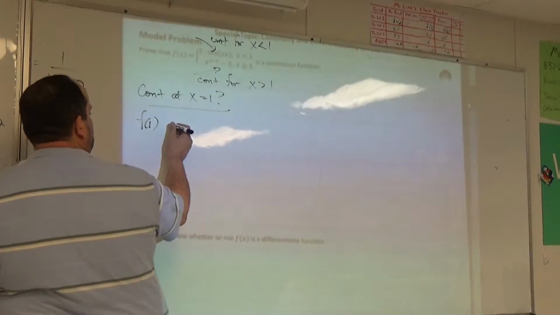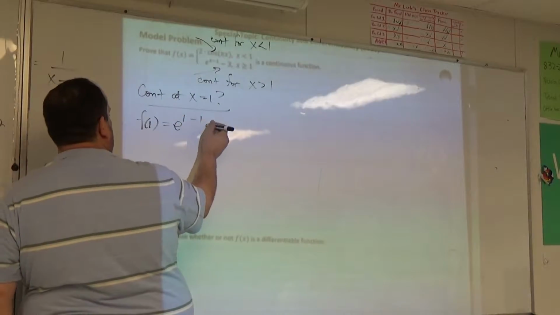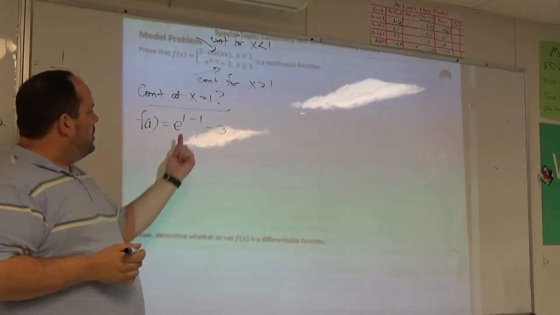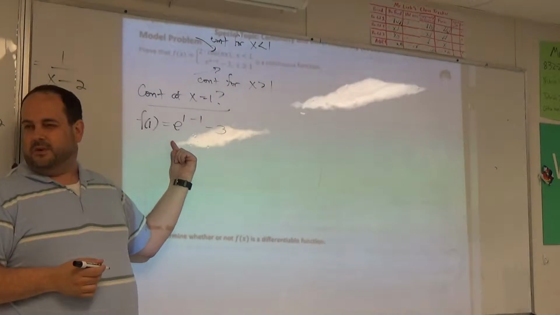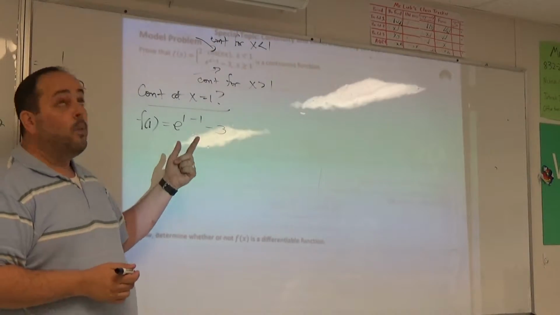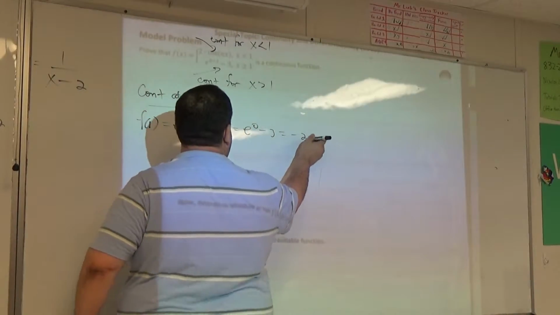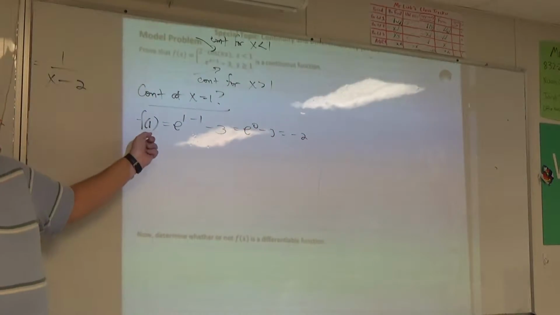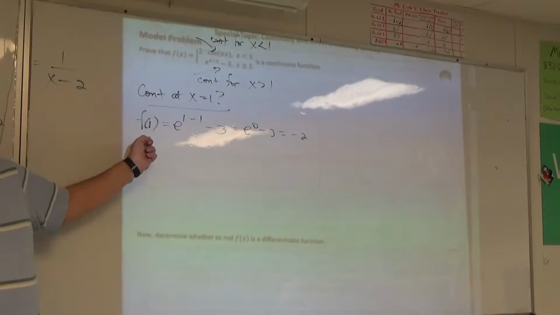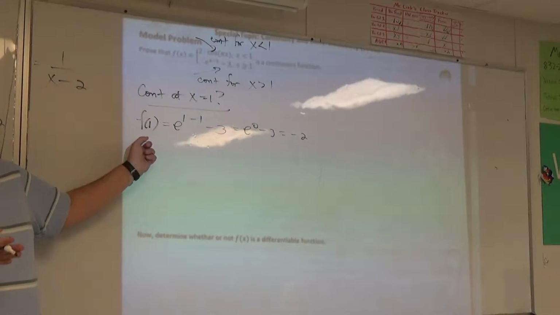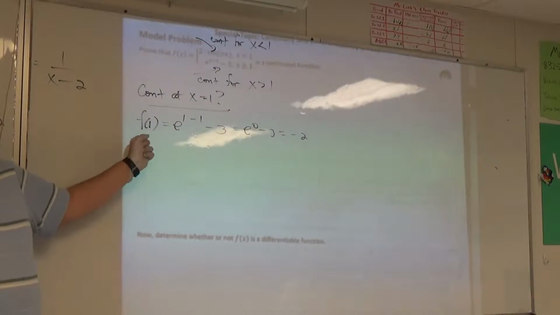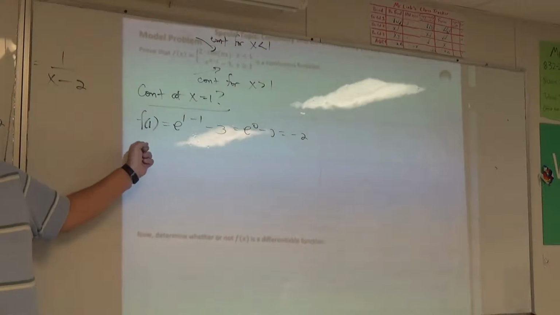So Jose, all I need to see on your paper is you're going to say e to the 1 minus 1 minus 3. 1 minus 1 is 0, e to the 0, 1. 1, e to the 0, minus 3, negative 2. That just shows me the function is defined at x equals 1. The function exists. Not enough for continuity. Your next move has to be the limit.